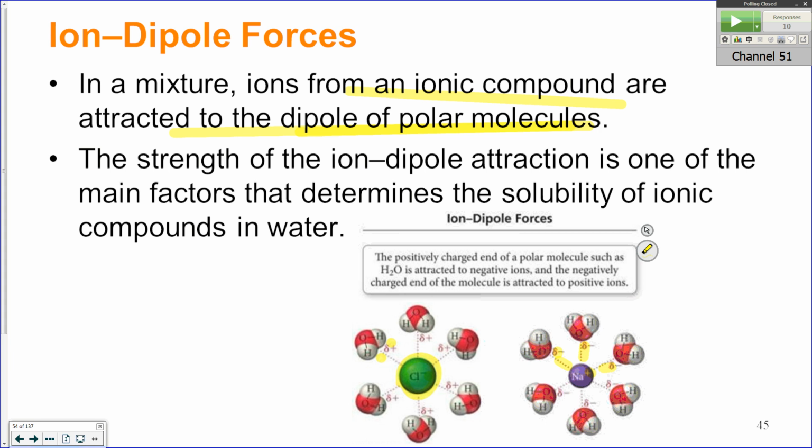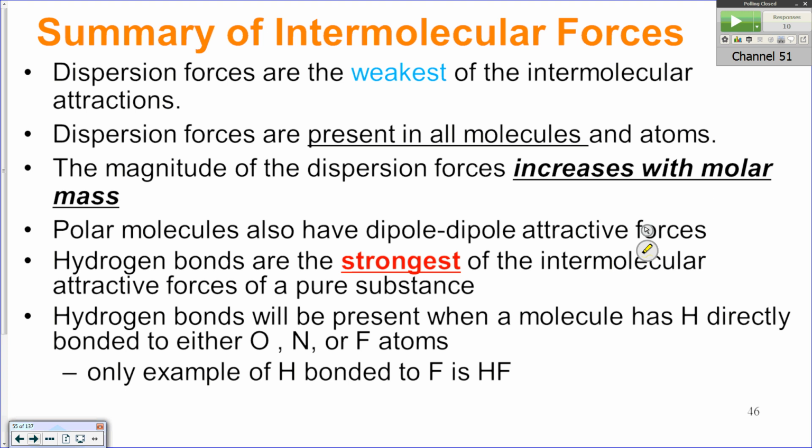So the strength of this dipole-ion attraction, or ion-dipole attraction, is one of the major factors that tell us if something's going to be soluble in water or not. We know that ionic compounds have a strong force between them because you have this opposite charge electrostatic interaction. To overcome that, we've got to create all these new attractions that exist between the solvent and the solute for both the cation and the anion in the system.